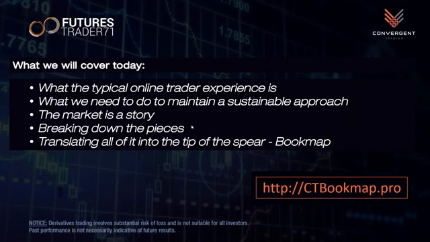The Bookmap is my spear. Or if you like to use a bow and arrow, it is my arrow. It is the thing that I need to pull up and zoom in for the point of execution, or the point of releasing the arrow.